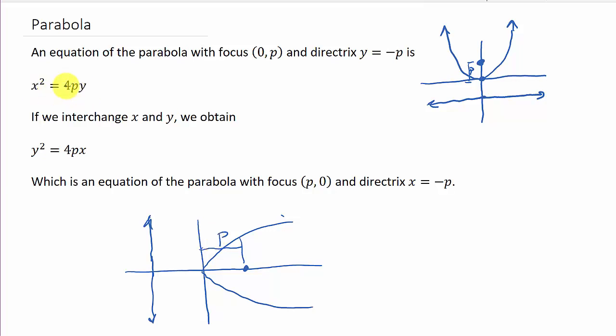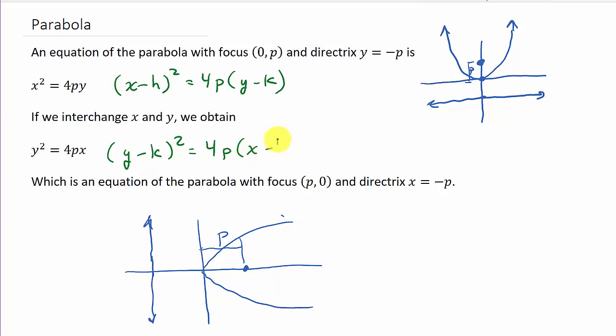And so another way to write these, here the vertex is at 0, 0. But if we look at it, x minus h squared equals 4p times y minus k. And then here we would have y minus k squared equals 4p times x minus h. And the vertex would be h, k. All right, so let's go ahead and take a look at an example.